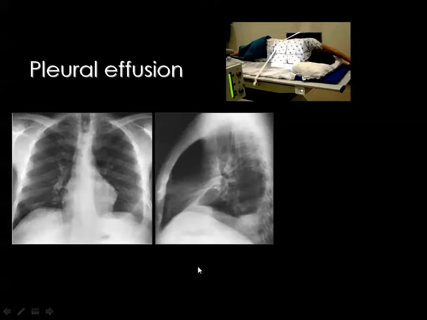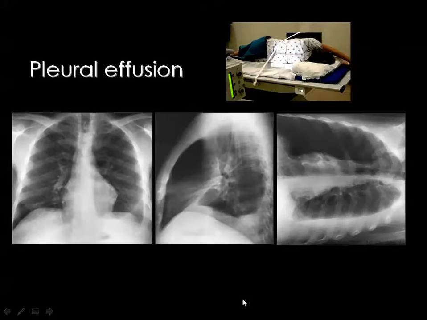If you look at the frontal chest X-ray and you can see some obliteration of the costophrenic angle, you suspect the presence of pleural effusion. In the lateral view, you also see some obliteration of the posterior costophrenic angle by pleural fluid. One of the ways to confirm this is to put the patient on his side, in this case the patient lies on the left side. Then the pleural fluid will trickle into the pleural cavity, and you can confirm the diagnosis.